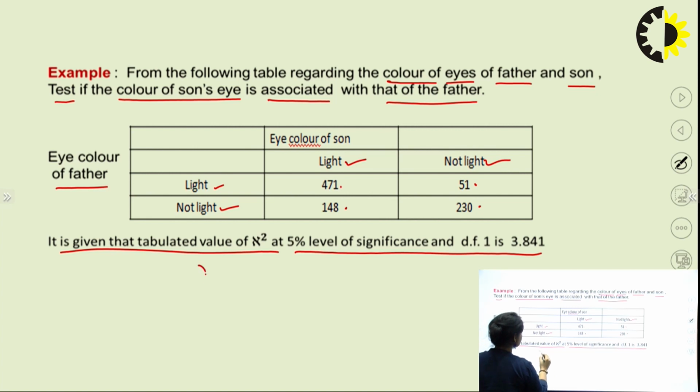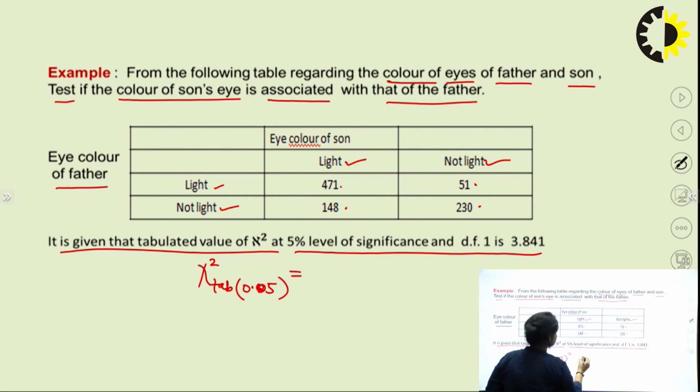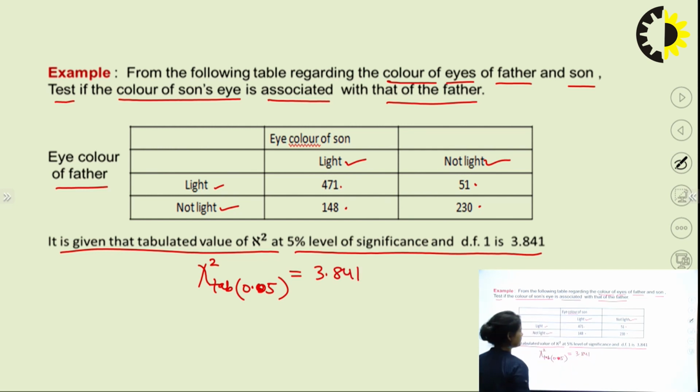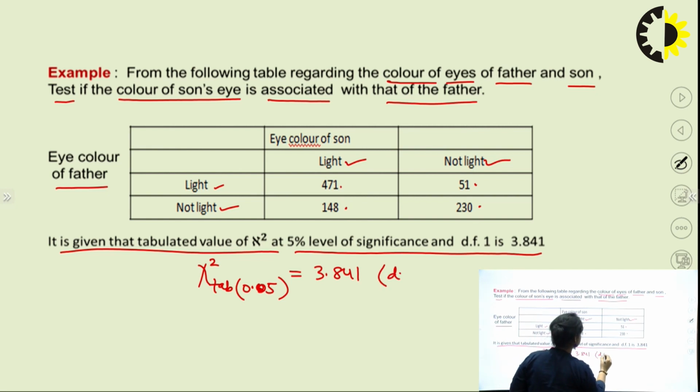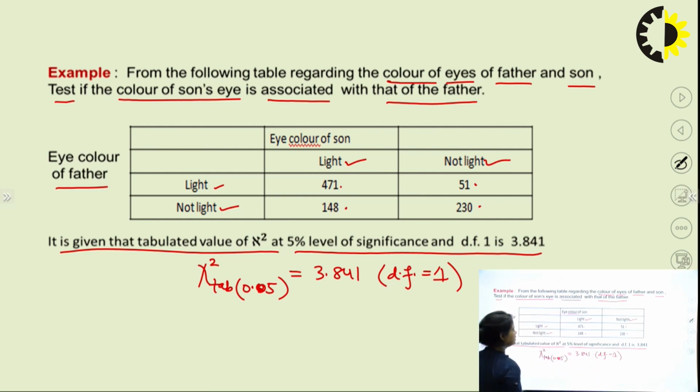That means chi-square tabulated at 5%, degree of freedom 1, is 3.841. So this is given to us. Degree of freedom is 1. So with this value we have to check our calculated value of chi-square.